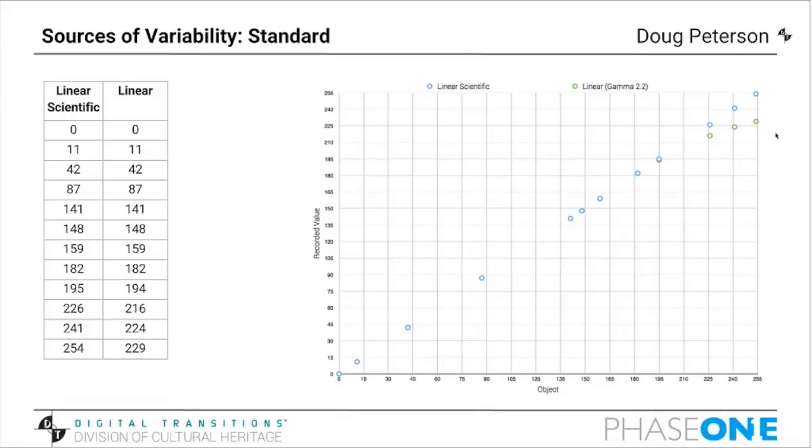Now, when I've stated that linear scientific is unequivocally the more accurate tone curve, why would I ever want to use linear? Well, as it turns out, for most kinds of cultural heritage imaging, we feel linear is going to be a better option. And if you're going to use linear scientific, you need to be aware of the very brittle nature of the highlights past white. What do I mean by that?